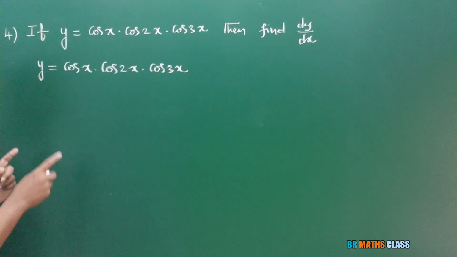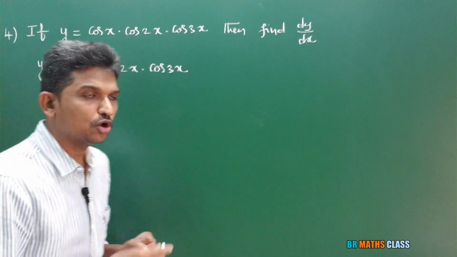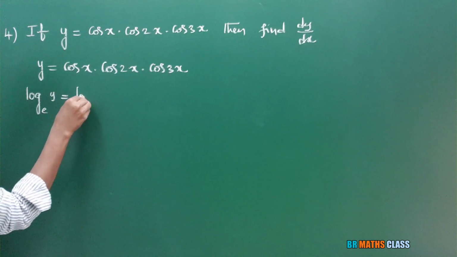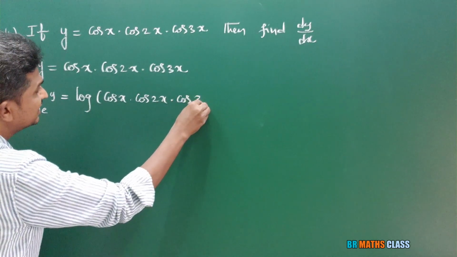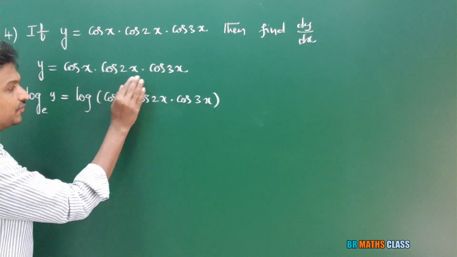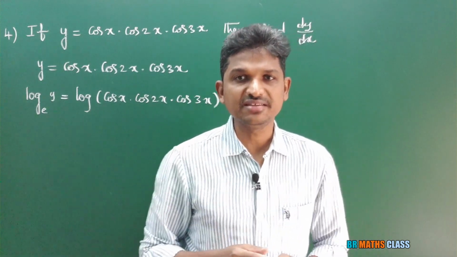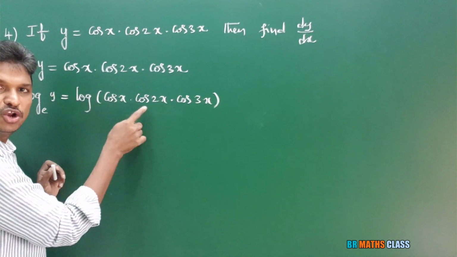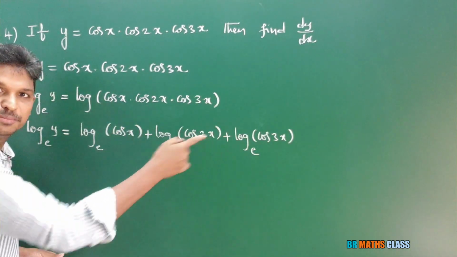What I'll do is apply logarithm on both sides. First step, taking logarithms on both sides. When I take logarithm on both sides, this is log y base e equals the logarithm of cos x into cos 2x into cos 3x. You observe here, this is the logarithm of ABC. You know the formula, log mn base a is log m base a plus log n base a. If I apply the same formula here, the logarithm of ABC can be written as log a plus log b plus log c.